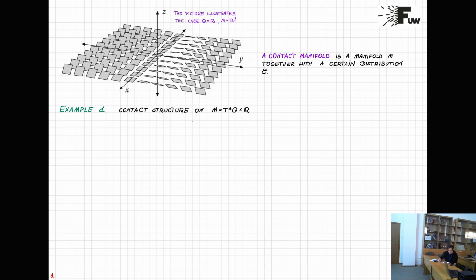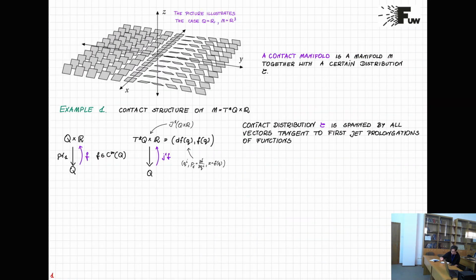So first, let us start with the contact structure on the manifold, which is a product of the cotangent bundle to some manifold and the real numbers. This manifold has a canonical contact structure, which is of wide use, for example, in partial differential equations theory. And also it is used in classical mechanics. You will see the examples of this application later. So what is this contact structure?